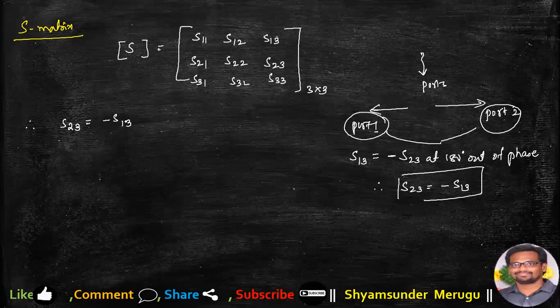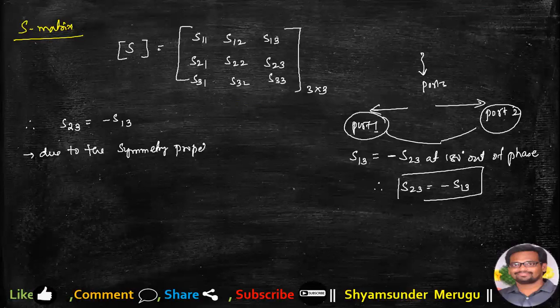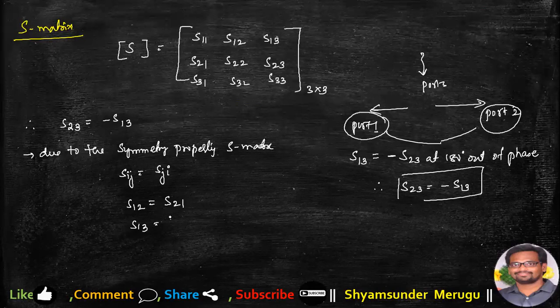At the same time, due to the symmetry property of S matrix coefficients, that means Sij will be equal to Sji. So we can write that S12 will be equal to S21, S13 will be equal to S31, and S23 will be equal to S32, right?